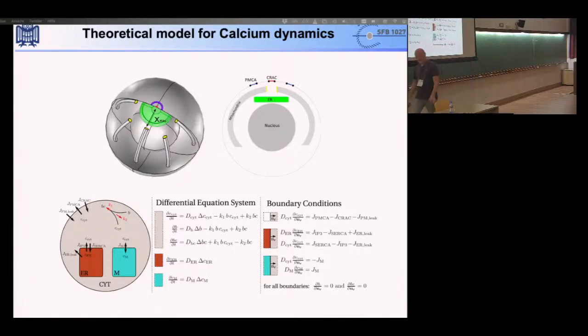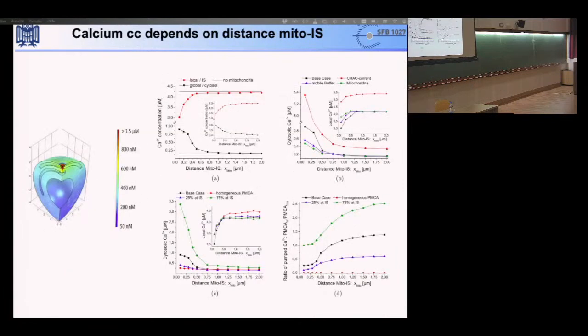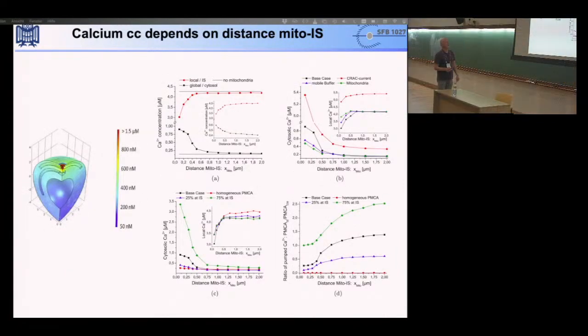This is this model, and it essentially predicts exactly what has been observed, namely that in the cytosol, mitochondria are actually able to increase the calcium concentration.